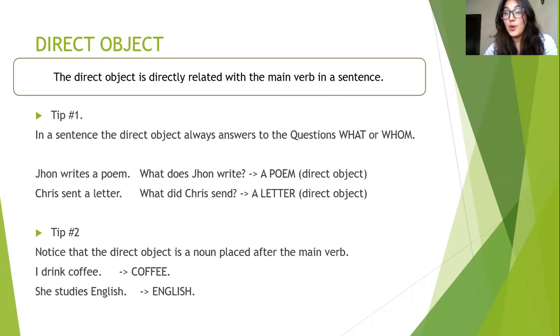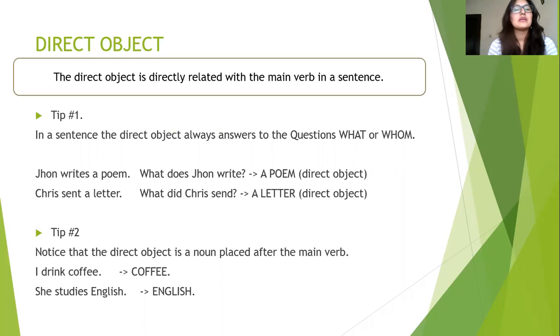The answer, a poem, is considered the direct object because, as you can see, it is directly related to what John writes. The second sentence is the same. Chris sent a letter. In this case, the question: what did Chris send? The answer, a letter, is considered the direct object.